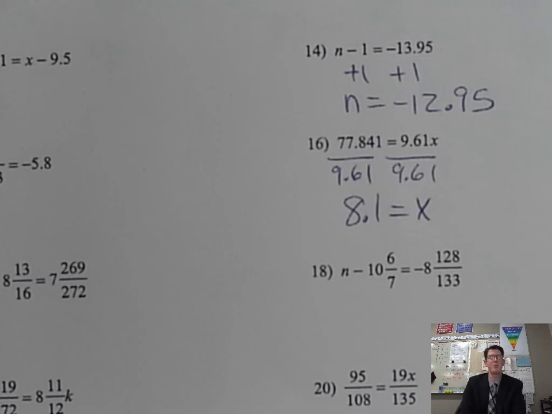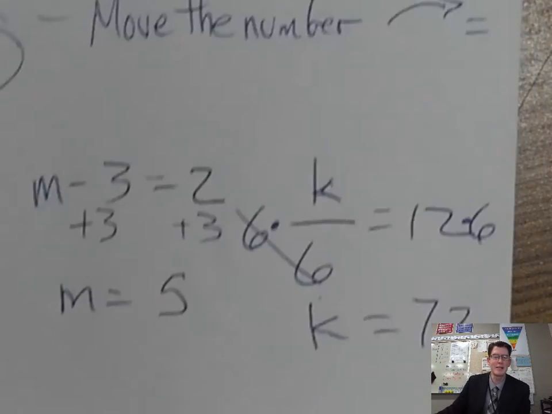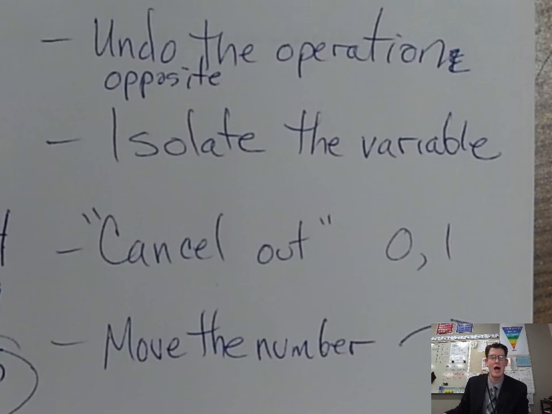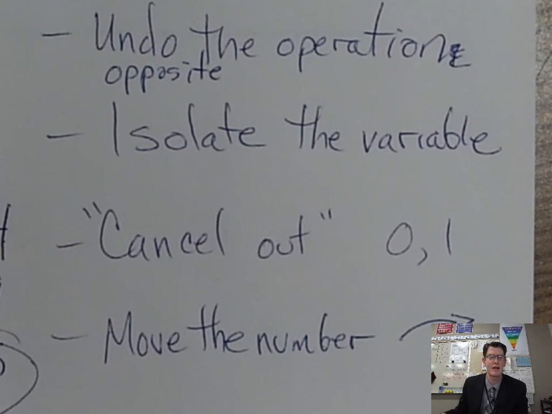So in all of these problems, all of these types of situations with one-step equations, you are undoing the operation. You are isolating the variable. You're doing the opposite operation. You're moving the number to the other side of the equal sign. Those are 4 different ways to say it.